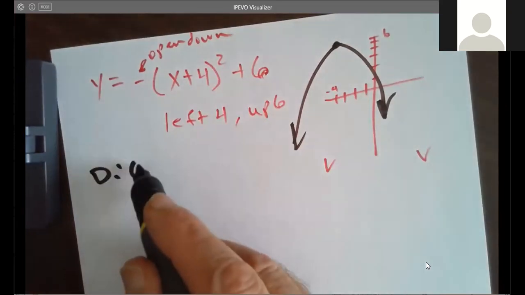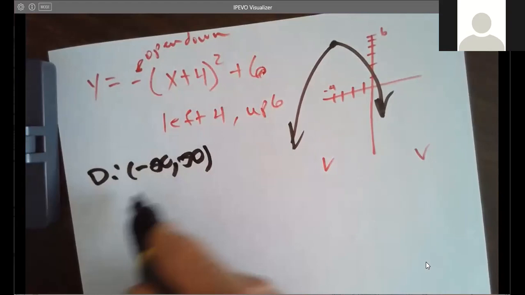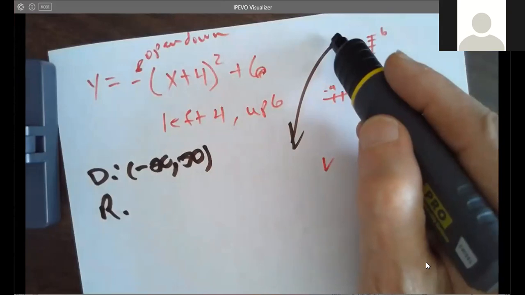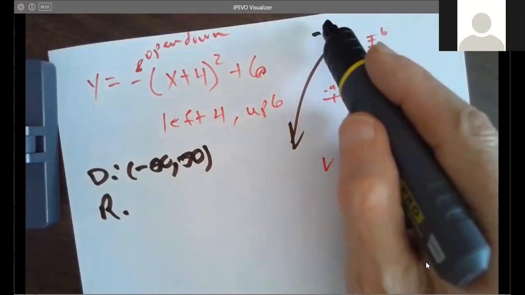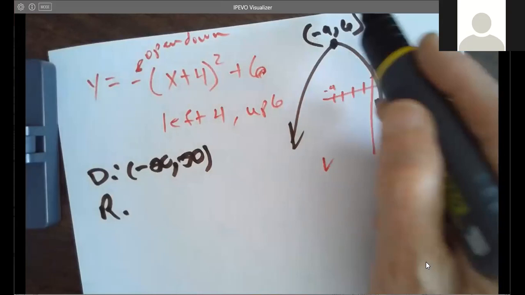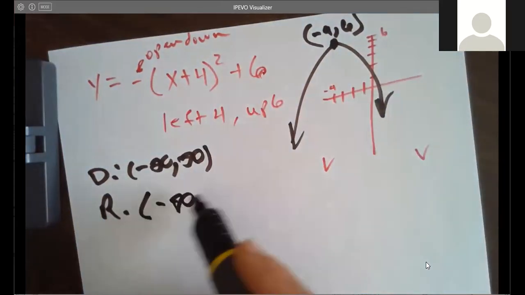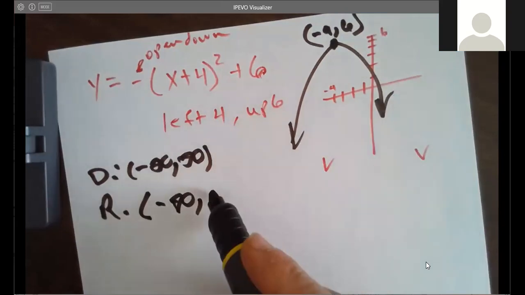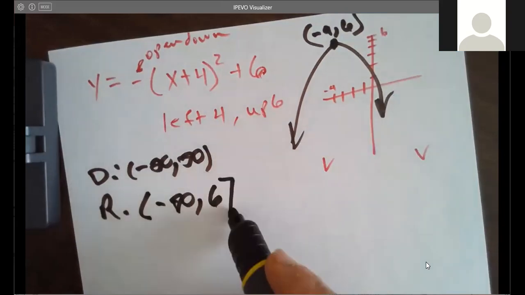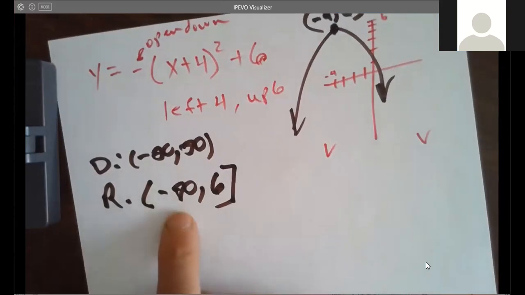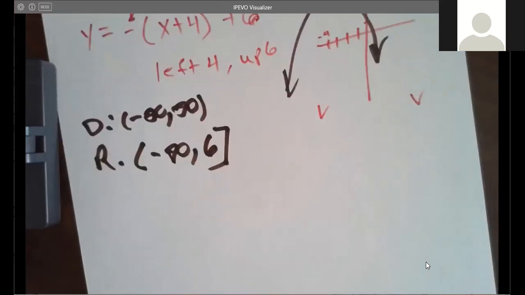Domain, always negative infinity to infinity. The range is going to be your y part of the vertex, which is going to be 6, but because it opens down, it's going towards negative infinity for the y's to 6, and then it's going to be closed at 6. So in this case, the negative infinity goes first. Okay. Any questions with that?